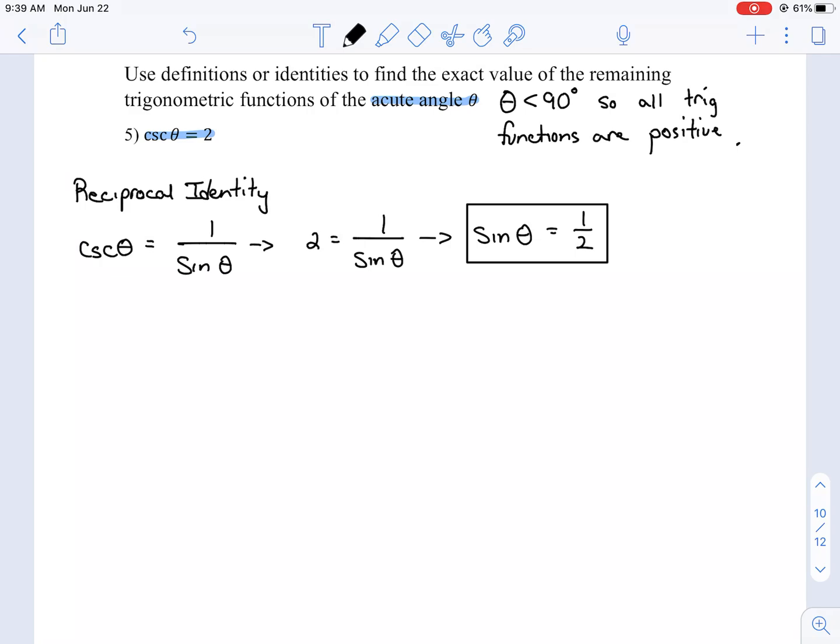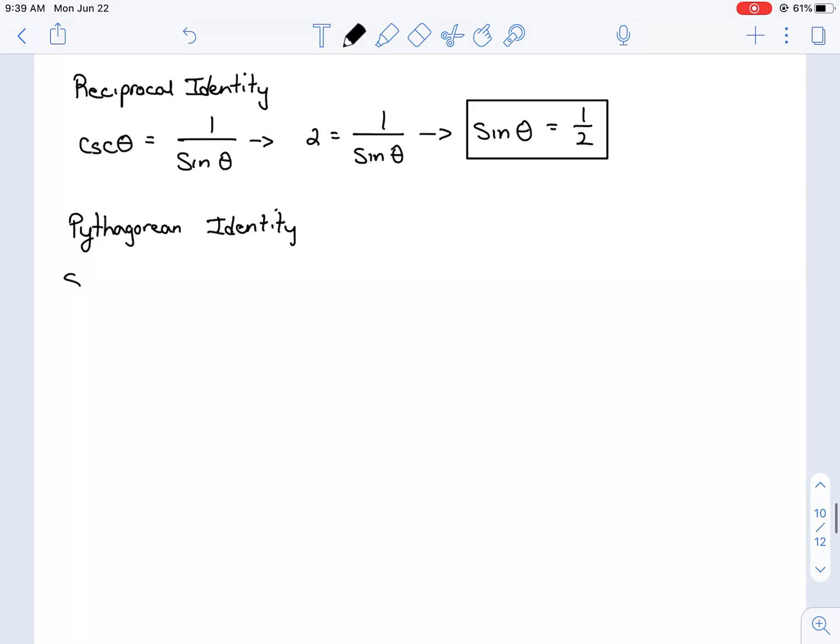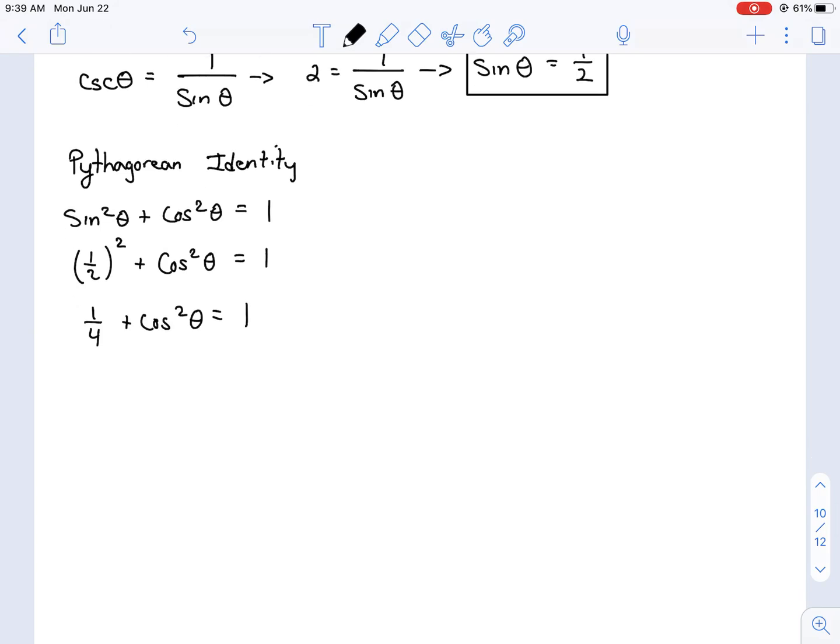Now that we have sine of theta, we can use that to find the cosine of theta. And we can do that by using one of the Pythagorean identities. More specifically, we can use sine squared theta plus cosine squared theta is equal to 1. Substituting 1/2 in for sine, you have this. And isolating the cosine squared will give you this.